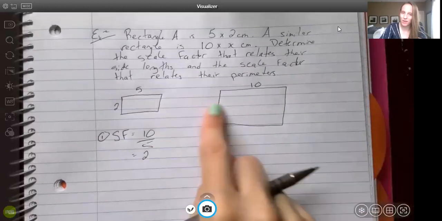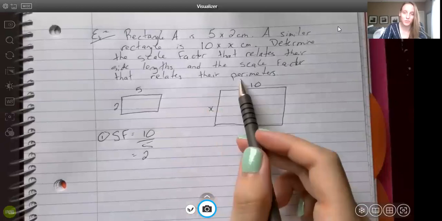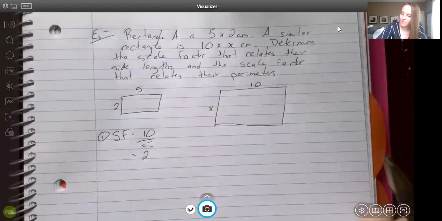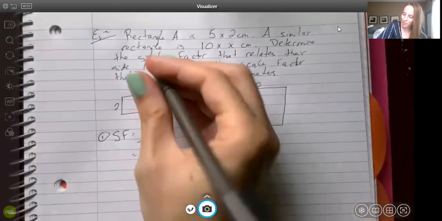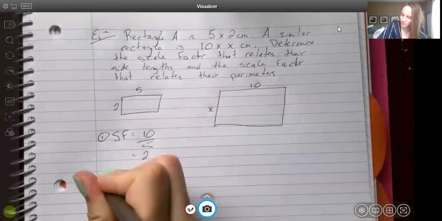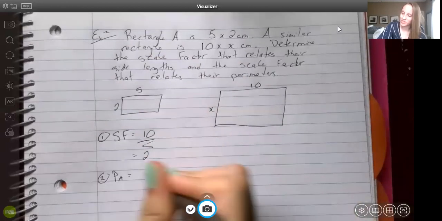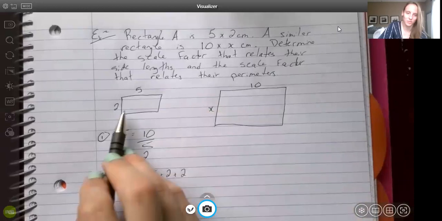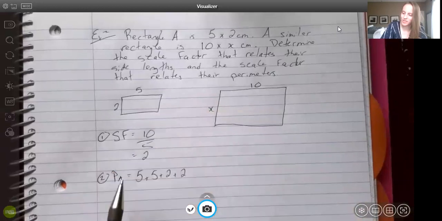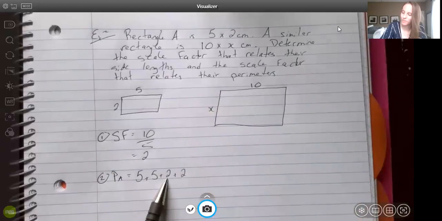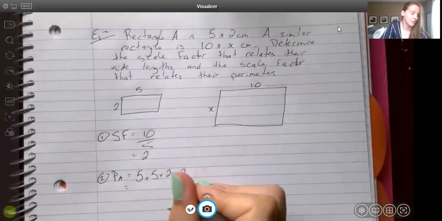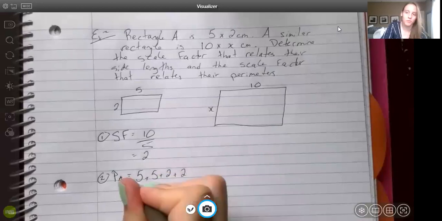Then, because we also need to find the scale factor that relates their perimeters, I need to find what their perimeters are. So the perimeter of shape A, so step 2, perimeter A, is just going to be 5 plus 5 plus 2 plus 2. Perimeter is just the distance the whole way around. You could also solve this as 2 times 5 plus 2 times 2. So anyway, 5 plus 5 is 10 plus 2 plus 2 gives us a perimeter of 14.